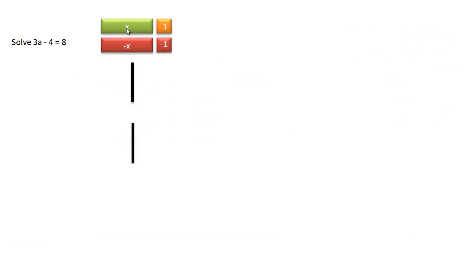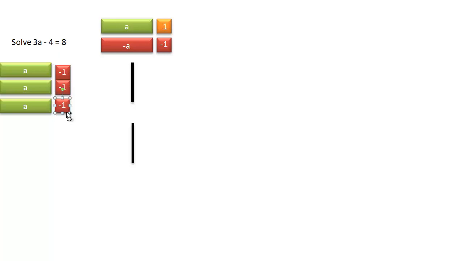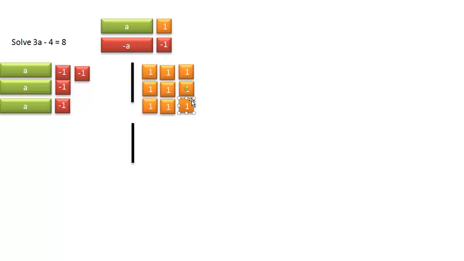Solving 3a minus 4 equals 8 means let's change our variables to a and grab 3 of those positive a's. Now we need 4 negative 1 tiles. And 8 positive 1 tiles. Hold my shift key down to get 3 more. And let's make another copy of them, but remove 1 since we don't need 9.